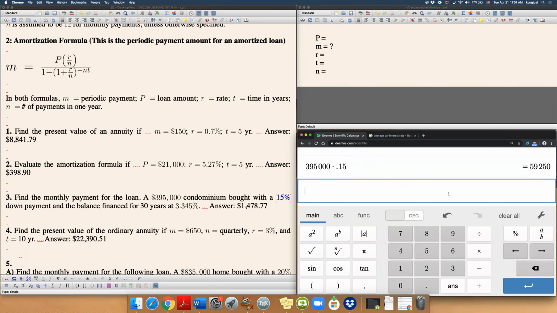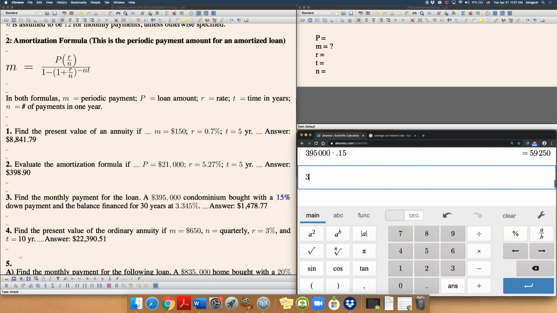So how much are you borrowing? What is the P? It's the total cost of the house minus what you made as a down payment, so minus the $59,250. Which gives us our P of $335,750. All right, up to that point, is that okay with you guys? Do you have any questions about how I got this?